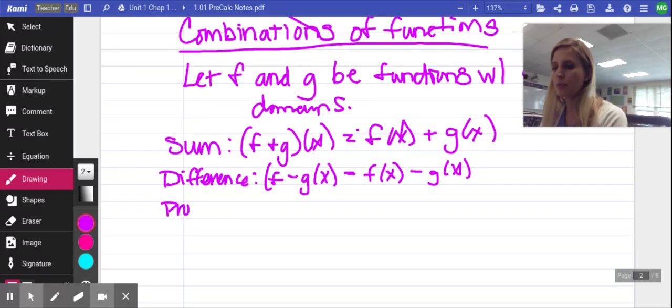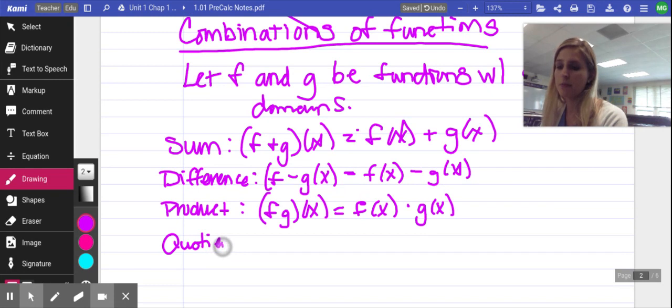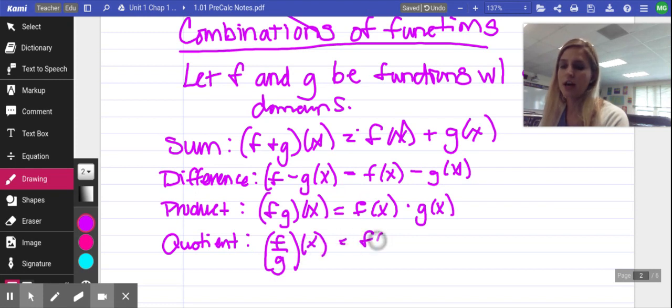If I wanted to find the product of those two functions, so this we're writing, there's no symbol in between f and g, they're right up next to each other. We would take f of x and multiply it by g of x. So you'd evaluate whatever, if you had a number in for x, you could put that in, or if it's just an x, you would evaluate it just with an x. And then lastly, our quotient, which is our division, f divided by g of x. Same thing, you're just going to take f of x divided by g of x.